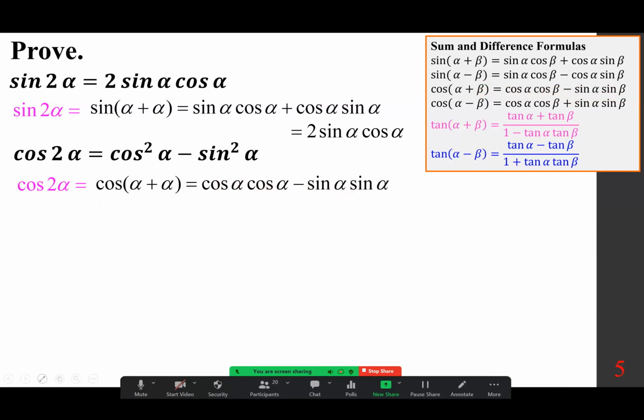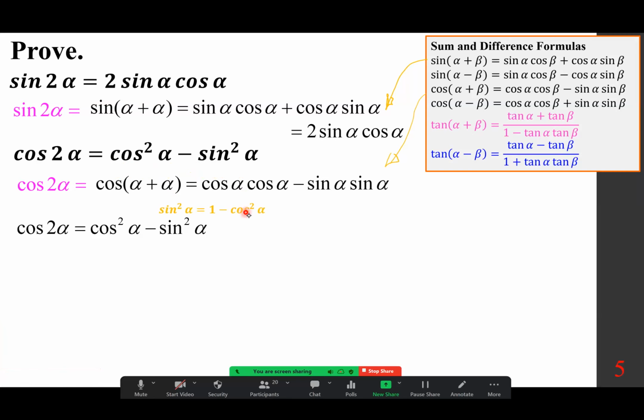So I want to make sure we understand what we are doing here. This one is used here. This one is used here. Very straightforward, everybody. Now, so that's one of them.